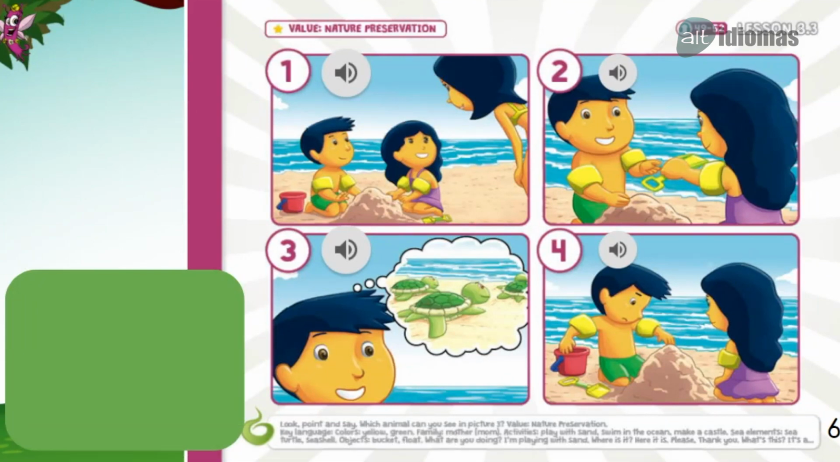Track 51, Lesson 8.3. Number 3. I know many things about sea turtles. Do you? Mommy turtle lays eggs in the beach. Then, after hatching, baby turtles run to the sea. Track 52. Lesson 8.3. Number 4. Mommy turtle is nice. Why is she nice? She lets them go into the water without these yellow floaties.